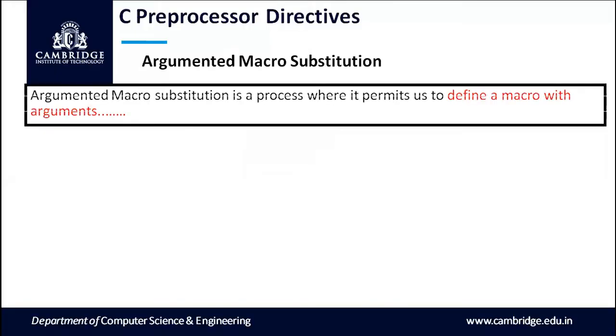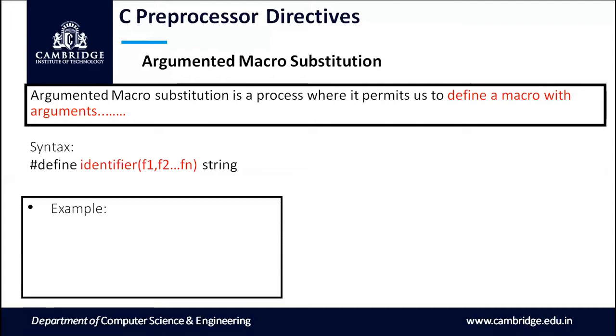Argumented macro substitution. As the name itself says, we have something called arguments. This permits us to define a macro with arguments. Here you can see the syntax: #define identifier (f1, f2, ..., fn), and so on. These are all the arguments to my macro substitution. So we'll see the example.